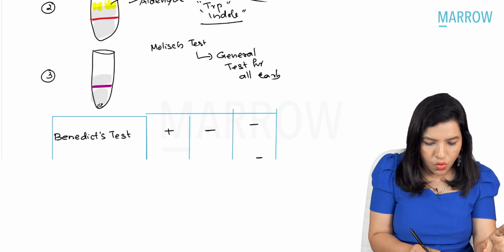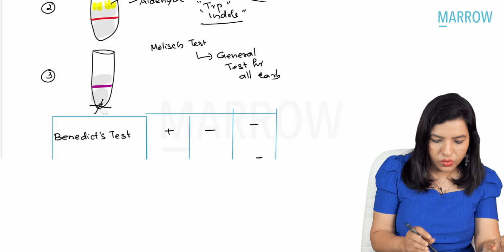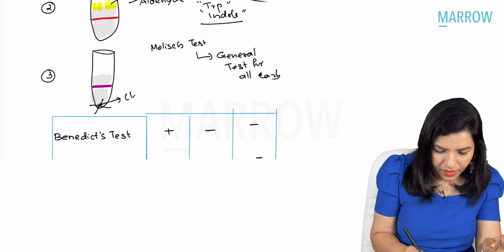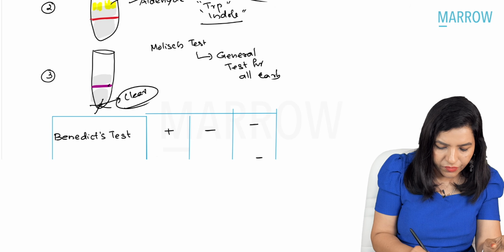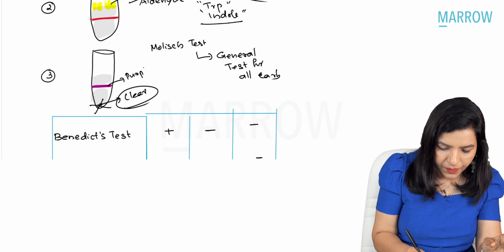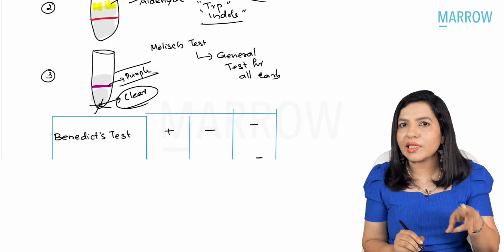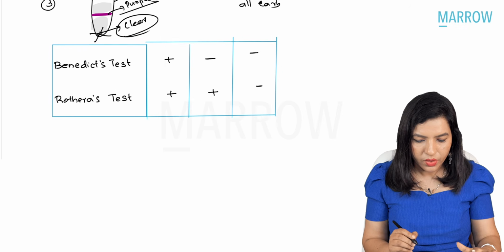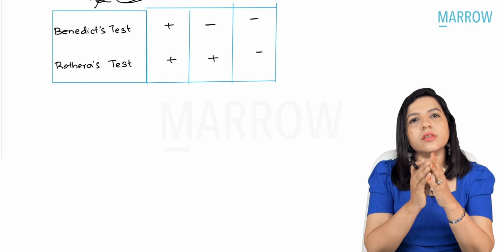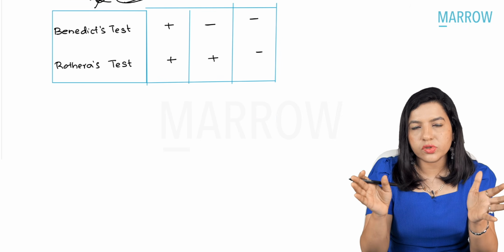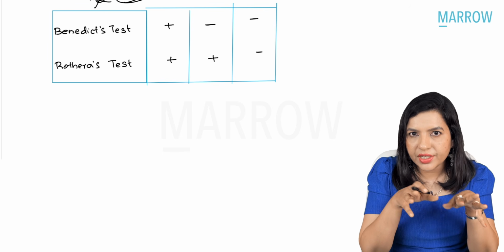So, there is no such thing here. It is clear, a clear bottom with a purple ring. Then it is Molisch test plus the scenario. Okay, so these are the main three ring tests in biochemistry. Apart from that, let me discuss three scenarios which you can get in various questions.